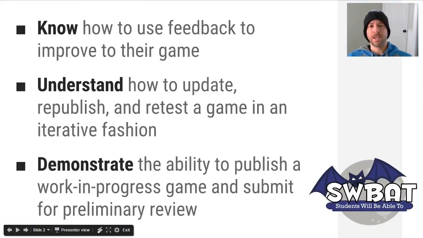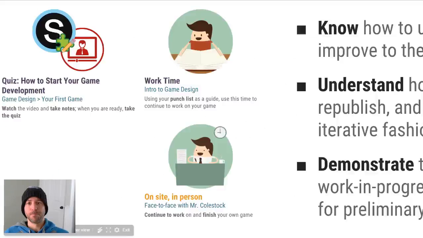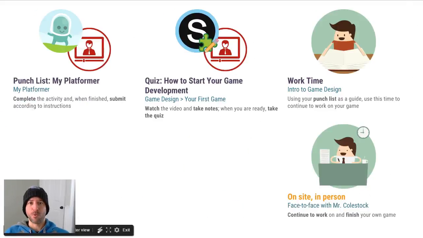You're in the part of the game development lifecycle where you're going to be doing a lot of updates. You're going to be fixing things, republishing them, retesting them, and going through your development in an iterative fashion. This week, I've got a couple of tasks for you. The first thing we're going to do is what's called a punch list.